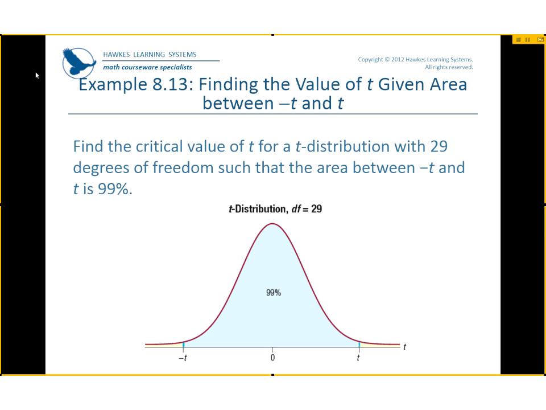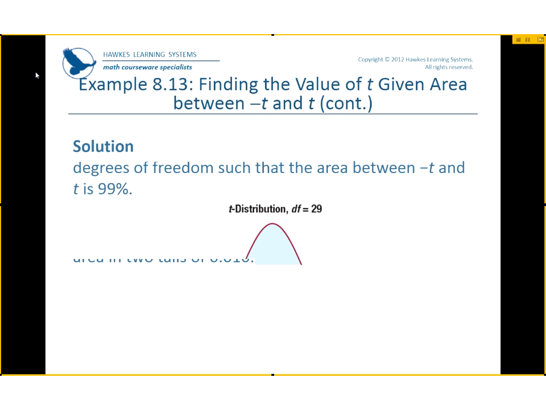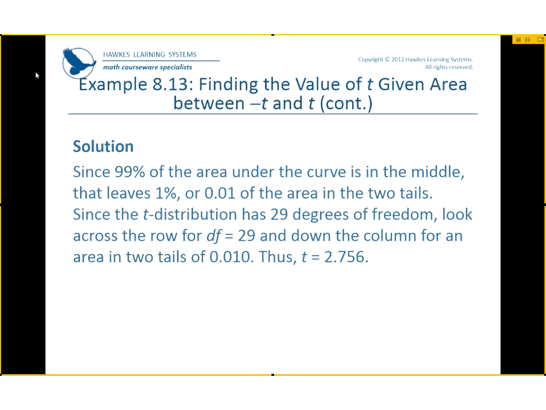All right, find the critical value of t for the t-distribution with 29 degrees of freedom such that the area between negative t and t is 99%. So how could we figure that out? Since 99% of the area under the curve is in the middle, that leaves only 1%, or 0.01 of the area in the 2 tails. Since the t-distribution is 29 degrees of freedom, look across the row at degrees of freedom equal 29, and then down the column for an area in the tails of 0.010.